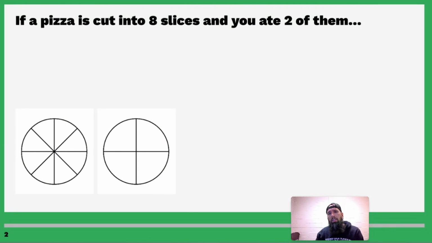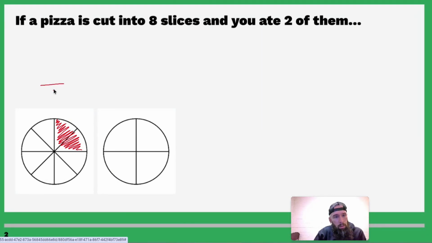If a pizza is cut into 8 slices and you ate 2 of them, 8. Apparently that's slang for doing a good job. But in this case, you're actually eating 2 slices of pizza. Let me just take this standard looking 8-slice pizza and shade 2 slices of it. Now, you learned in the last video that I would look at this and say there's 1, 2, 3, 4, 5, 6, 7, 8 total slices. And if I'm going to eat 2 of them, when I shade 2 of them, I get 2 over 8.